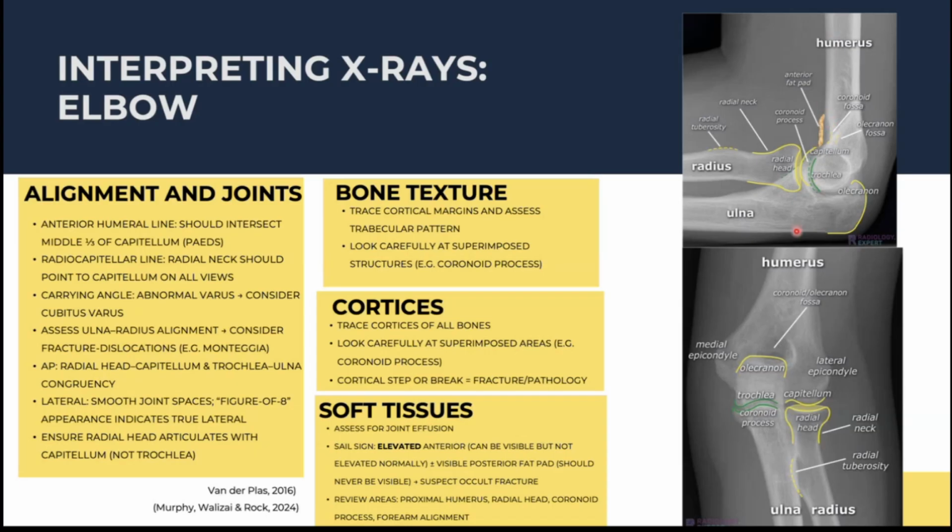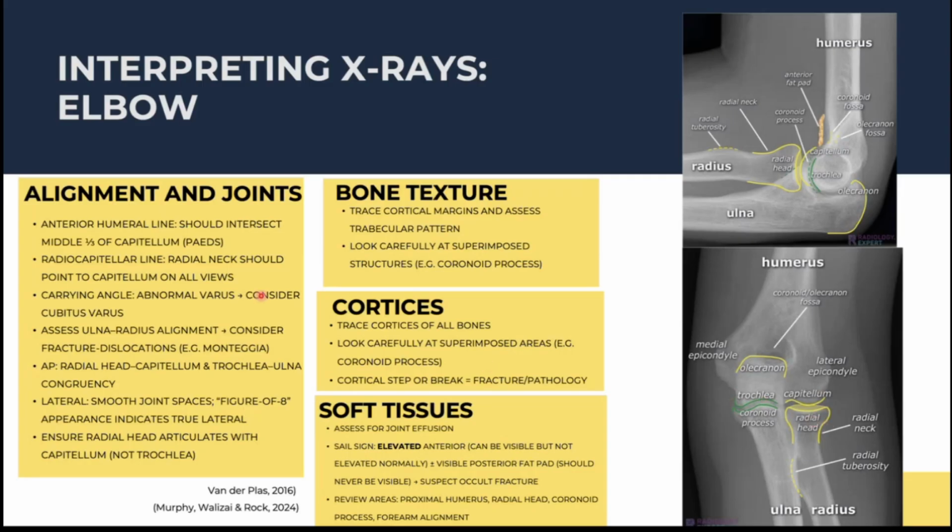And then with the radiocapitellar line, you're going to draw a line in the radius and draw it straight across. That should point straight to the capitellum on all views as well. The way that I remember it is that the radial head wears a cap. So you've got capitellum and then the radial head.